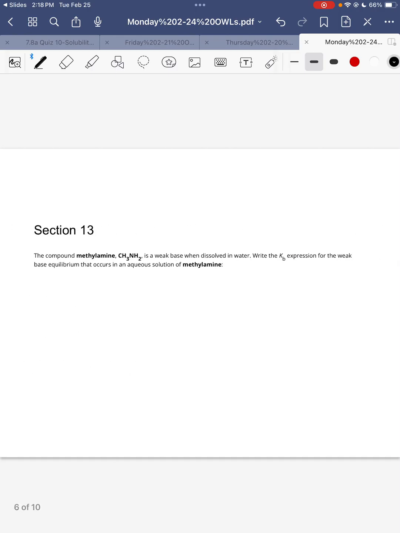Section 13 is pretty similar. Section 13, I'm given a compound methylamine and told that it's a weak base when dissolved in water. And I'm asked to write the Kb expression for the weak base equilibrium that occurs in an aqueous solution of methylamine. So again, what I'm going to do is I'm going to write out my methylamine interacting with water.